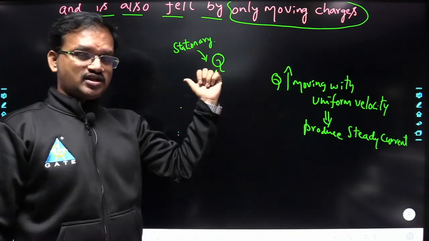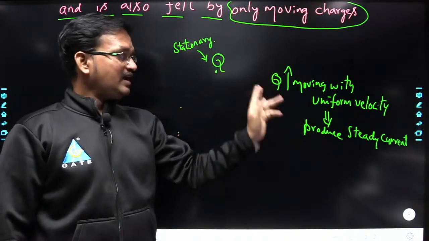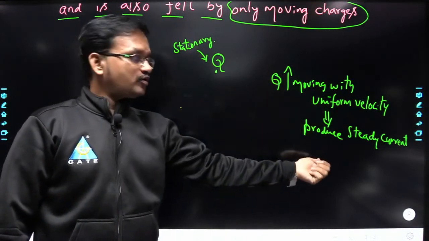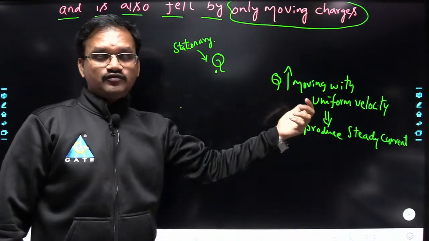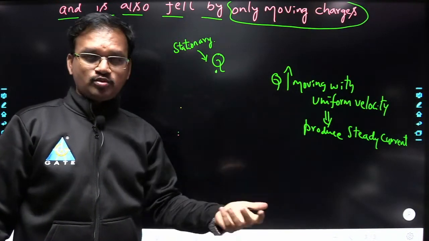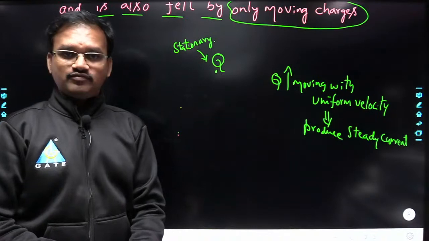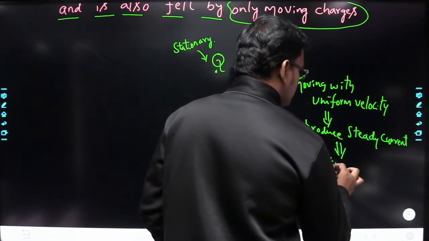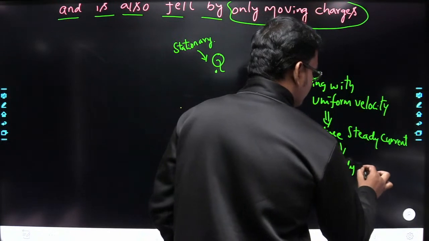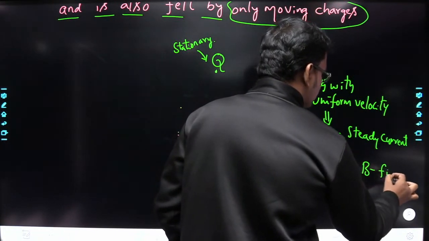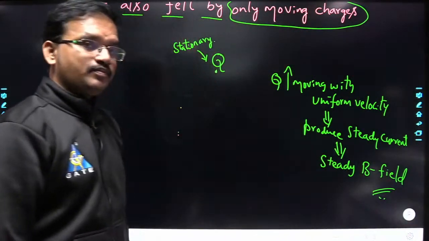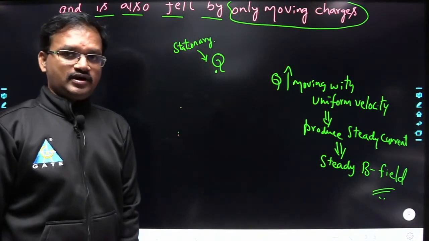So if it is stationary, it is going to produce only an electric field. If it is moving with uniform velocity, then it is going to produce a steady current. And if you have a steady current, we know that it is going to produce a magnetic field. Understood? It is going to produce a steady magnetic field, which I generally represent with B field here. So I can write steady B field, right?